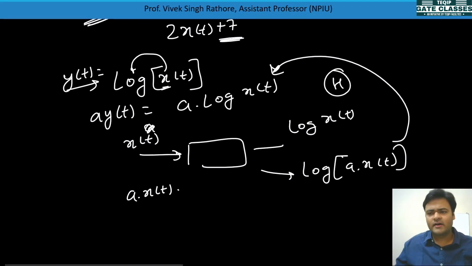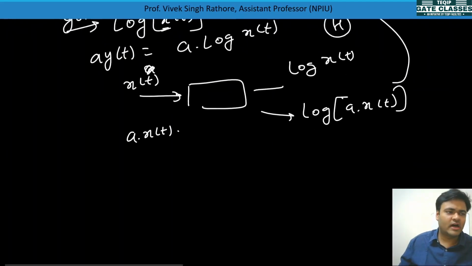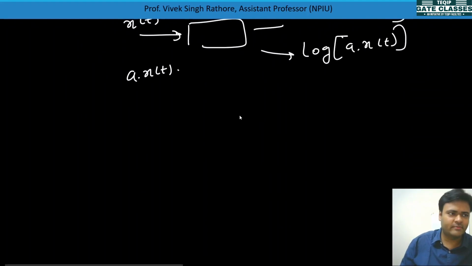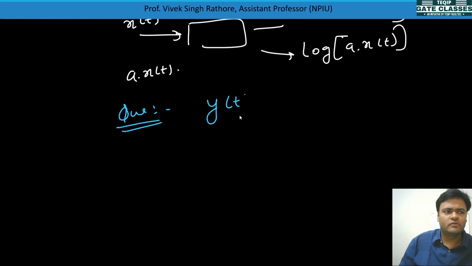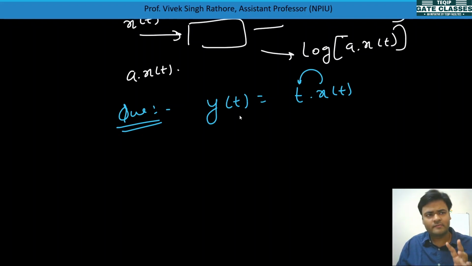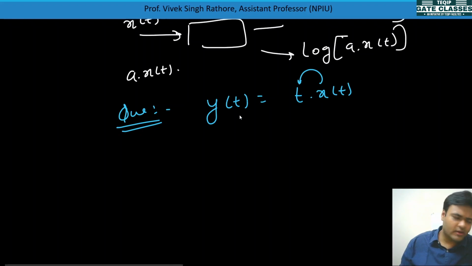So these all types of signals are there. See, one last example I will take. Question: yt is equal to t into xt. Okay, t into xt is there. Now you will tell, okay sir, this is multiplied with this, so it is a non-linear system. No. There should not be a multiply of x somewhere. Okay, so you can calculate it also.